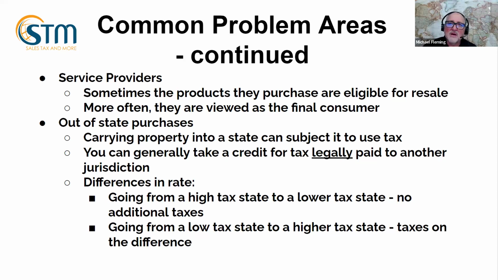Now, on the opposite, if you're going from a higher tax state, let's say you were going from Texas to Oklahoma, same numbers, now no additional tax is due to Oklahoma because when you get the credit from Texas, it pays everything off. Now, you don't get a refund, but you don't have to pay any additional tax to the state of Oklahoma. So these are just some of the problem areas. We're touching on the big ones.